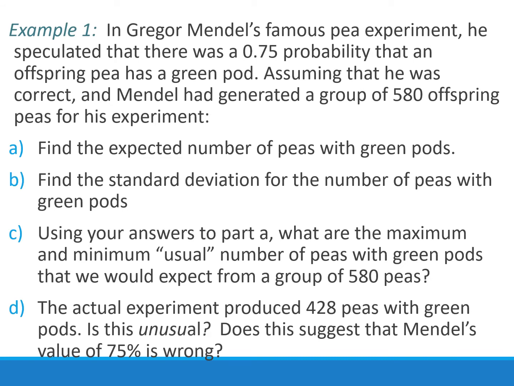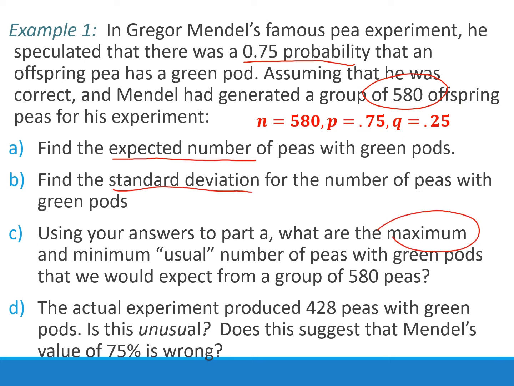So let's apply it to Gregor Mendel's famous pea experiment, where he speculated that there was a 0.75 probability that an offspring pea has a green pod. That's going to be our probability of success. He generated a group of 580 offspring peas. That's our sample size. So our important information is here. We want to find the expected number of peas in this group with green pods, the standard deviation, and the maximum and minimum usual number of peas with green pods in a group of 580. And then we want to look at his actual results. He had gotten 428 peas with green pods. Is that unusual compared to what his initial assumptions were?